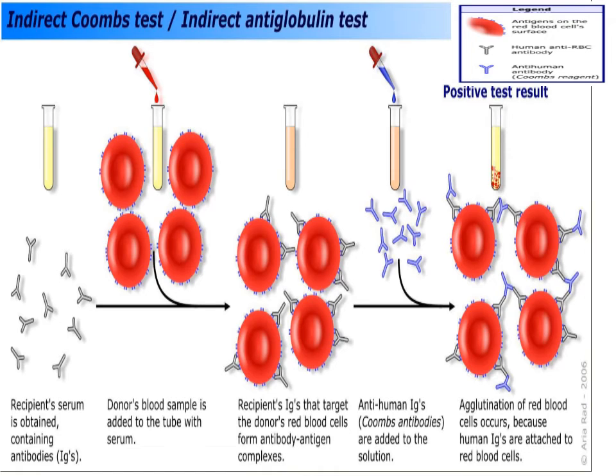Recipient serum is obtained containing antibodies. Donor's blood sample is added to the tube with serum. Recipient's IgGs that target the donor's RBCs form antibody antigen complex. Anti-human IgGs combine with this and they show it as a positive test result.